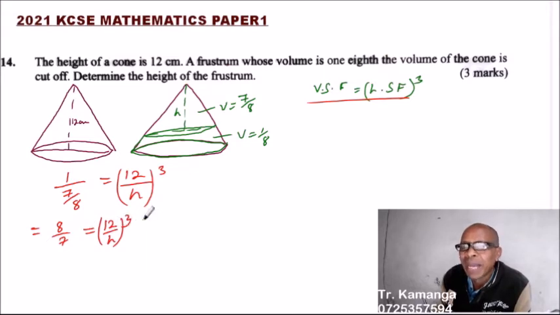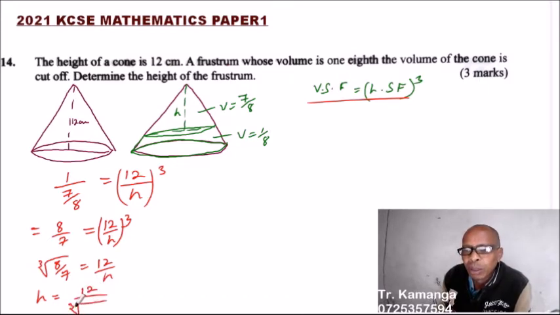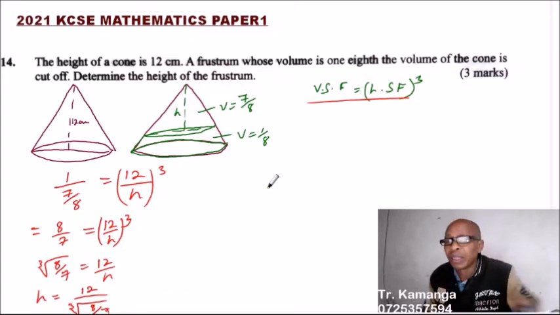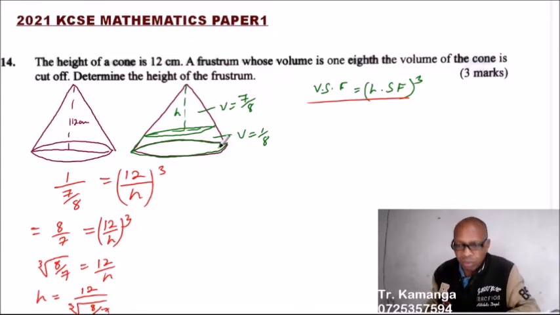We multiply by a third, or get the cube root of both sides. So we get the cube root of 8/7 is equal to 12 over height. So we can get h is equal to 12 cross multiplied, divided by the cube root of 8/7. Here you can use a calculator to simplify that.